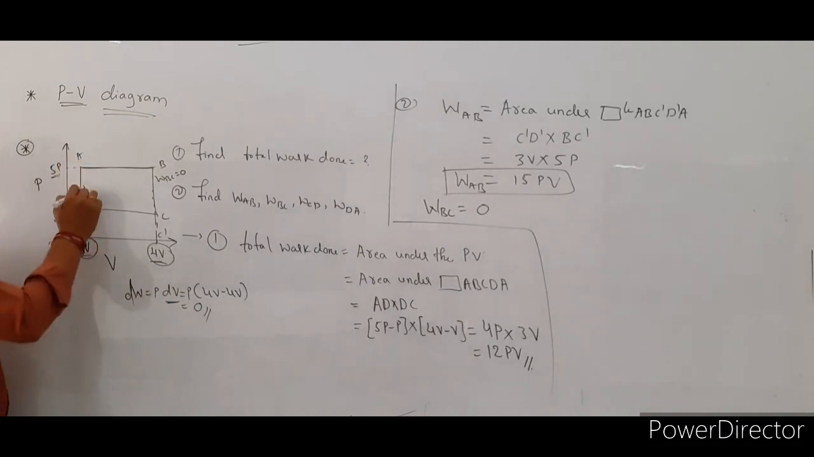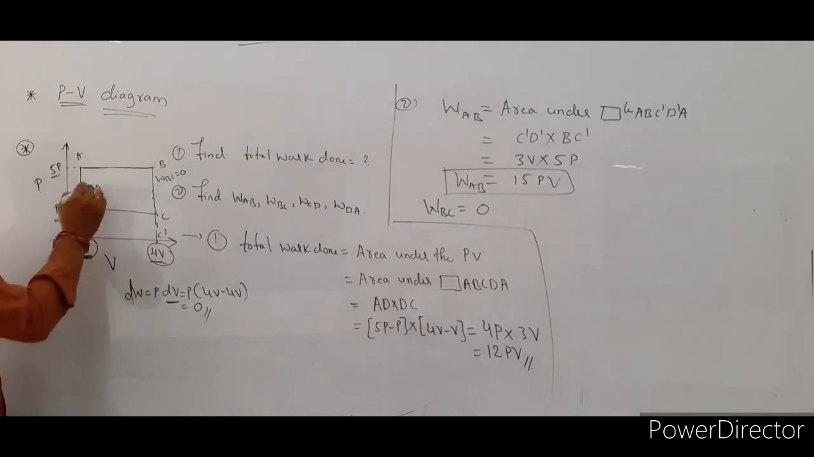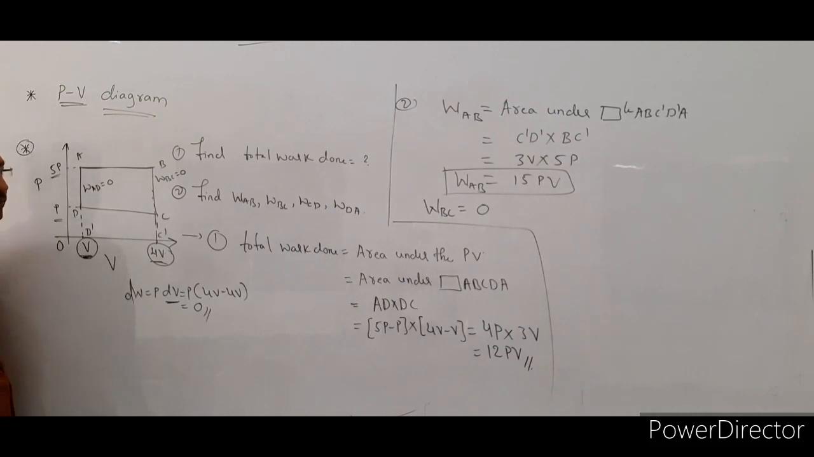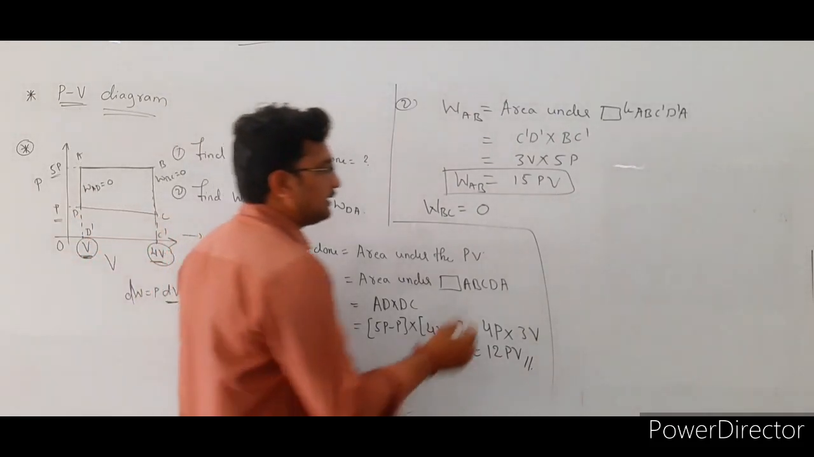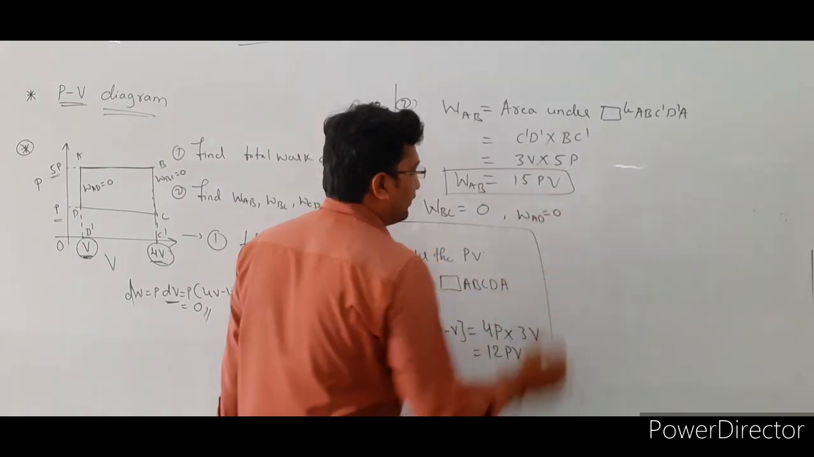Similarly, the work done along AD is also 0, because in this case the volume remains the same. At D dash the volume is V, at A also the volume is V. V minus V is 0, then the work done along AD is also 0, right? The work done along BC is 0, and the work done along AD is also 0.